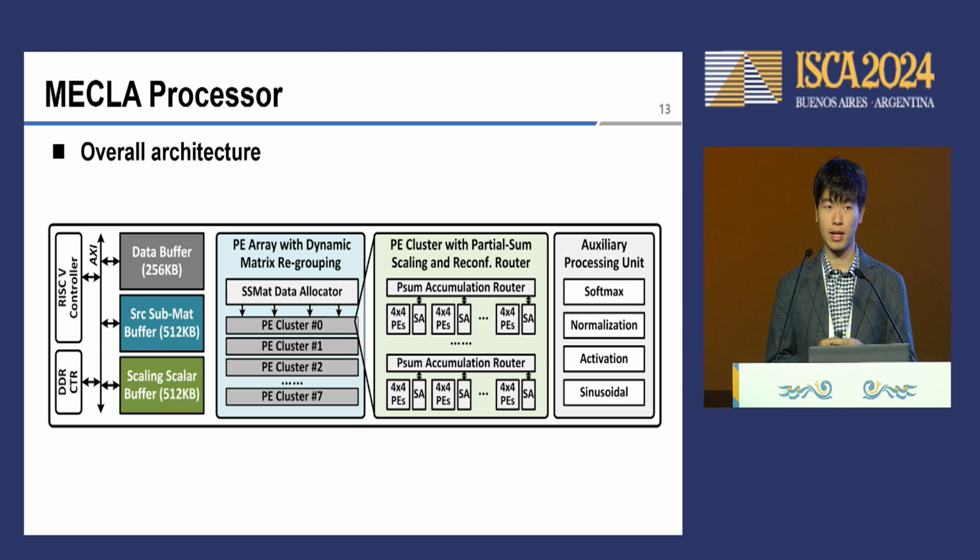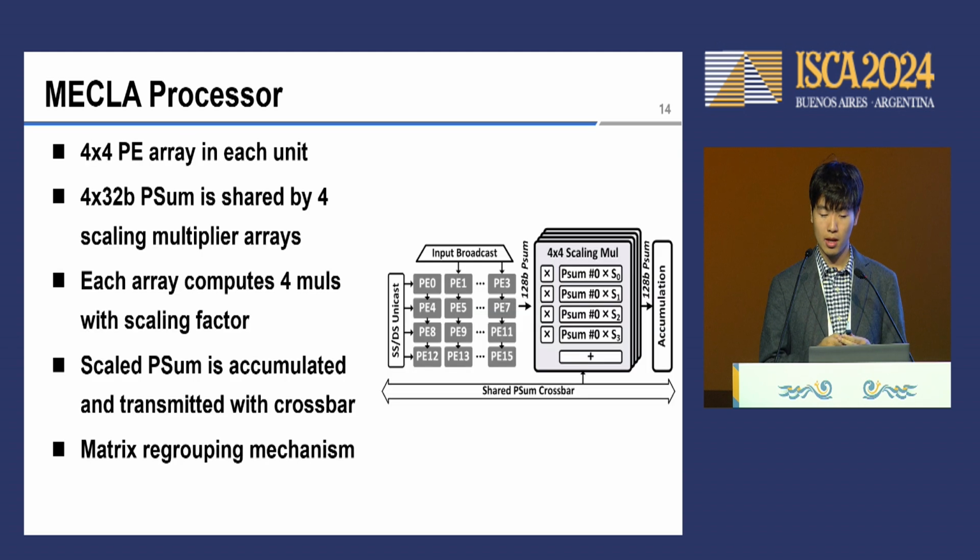And the PE array contains 8 clusters. And each cluster has 16 sets of 4x4 PEs with dynamic matrix regrouping and partial sum scaling for SNP matrix multiplication. And in our PE array, the smallest unit is composed of 4x4 PEs, which generates 128 bits of partial sum. The partial sums are further computed by the scaling multiplier, and each partial sum can be multiplied by up to 4 scaling factors. The results are accumulated in the adder tree, and it also allows the accumulation with a partial sum from other units via a partial sum crossbar to support different SNP configurations.